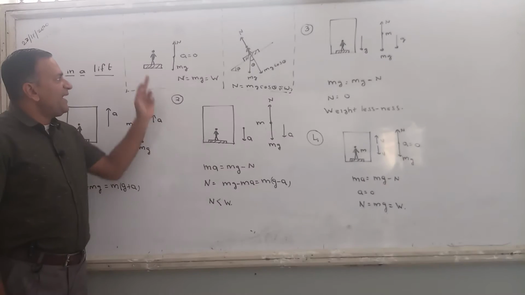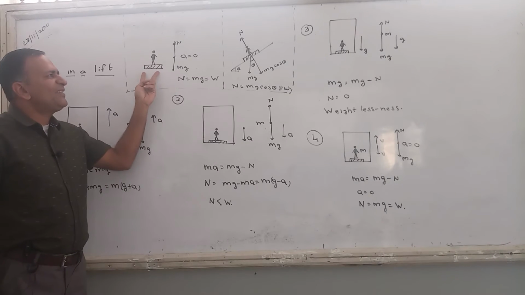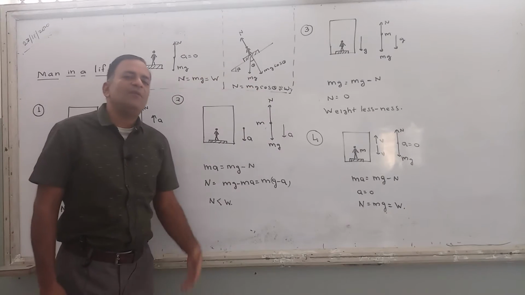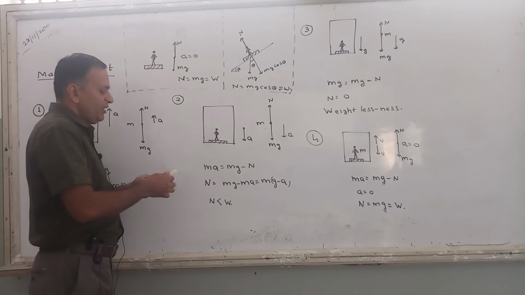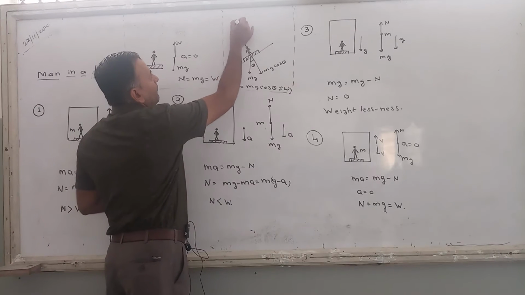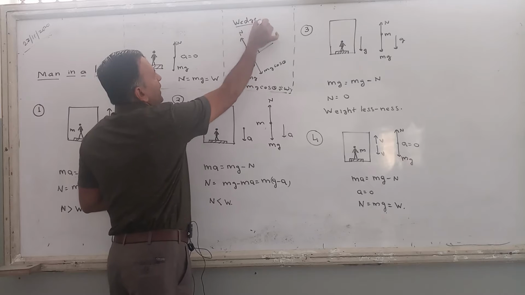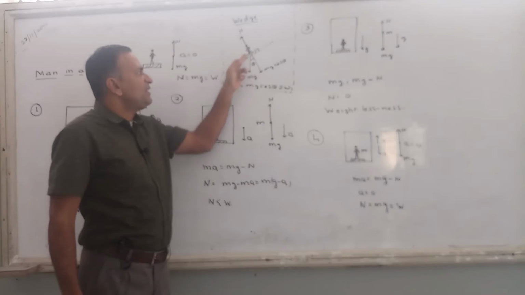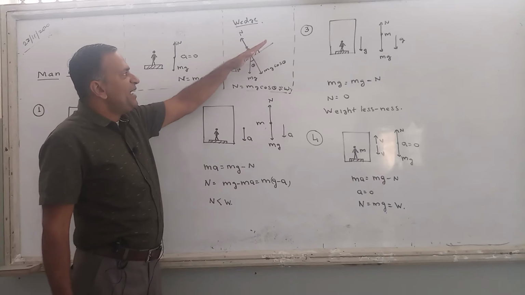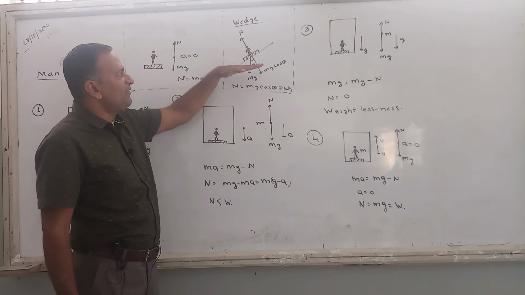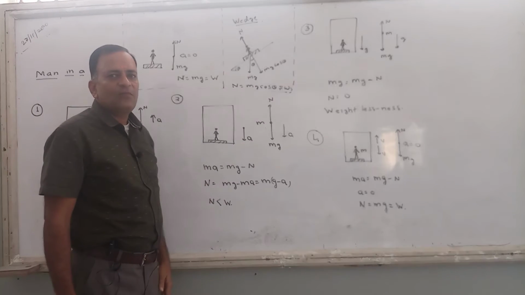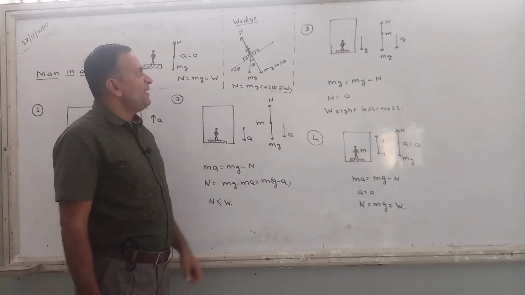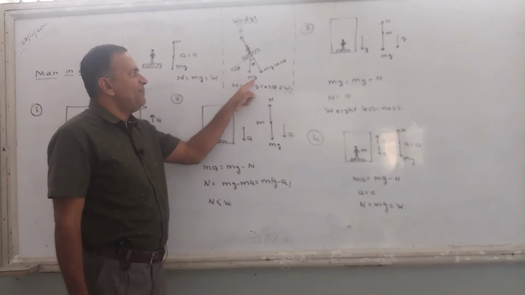But if this same person and the weighing machine are placed on an inclined plane, on a wedge, this kind of surface, any inclined surface we call a wedge, W-E-D-G-E. So if this person is standing obliquely on a weighing machine kept on a wedge, with the wedge making an angle theta with the horizontal surface, how many forces are acting on this person? One is the weight of the person, that is m into g.